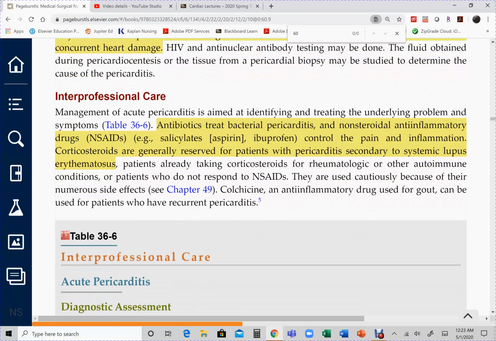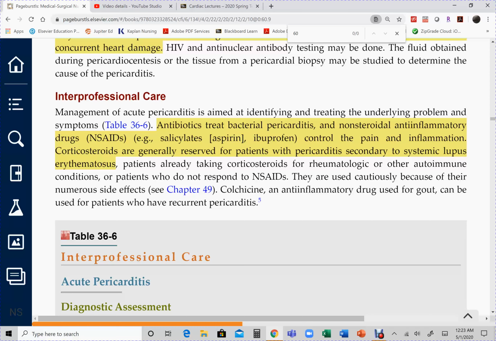So the patient has pain, so of course we will give NSAIDs. Just like in endocarditis. Why not opioids in both, by the way? Because this is inflammatory in nature. So NSAIDs work better compared to opioids.